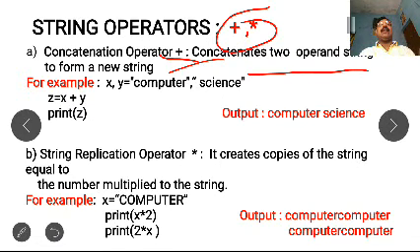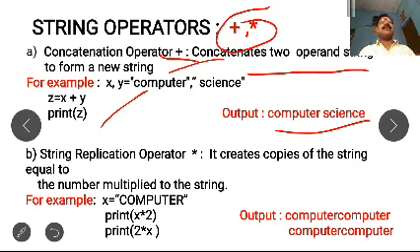For example, x and y. x is computer and y is science. If you add x plus y into z and print z, this will give you computer science. So what it has done here is combined the two strings, first computer and another science, as one string, that is computer science.